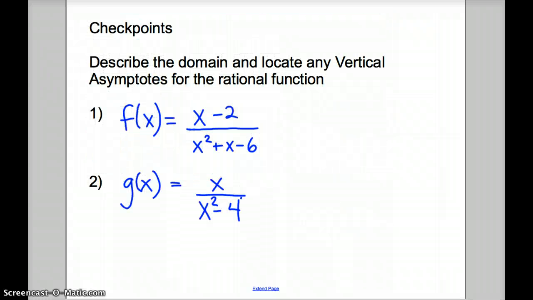Here are your checkpoints for this video. Your goal is to describe the domain and locate any vertical asymptotes for the rational function. So remember the two steps: factor, which will help you decide what makes the denominator 0, and then simplify. And if you can simplify something and it cancels, remember you're looking for holes and asymptotes. If you can find any holes that are restricted on the domain, that's just as important. And we'll be using those things to graph them in the near future.